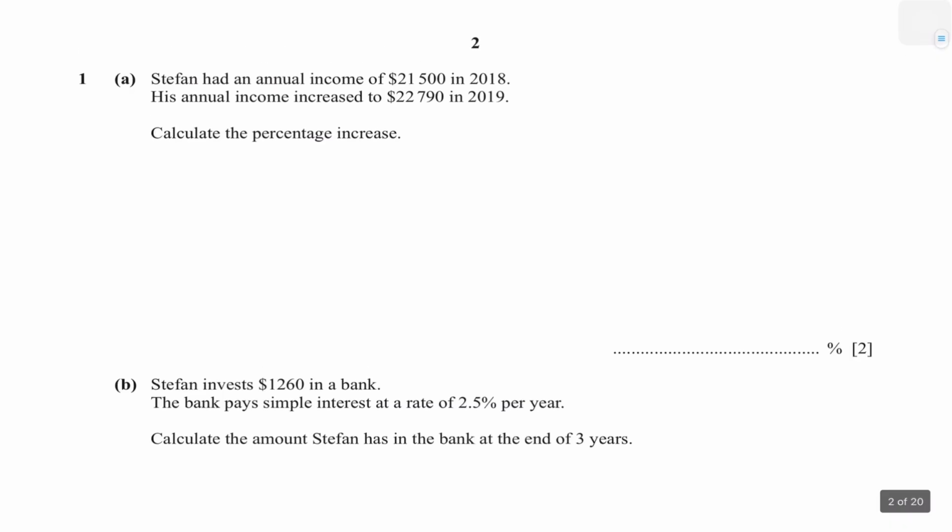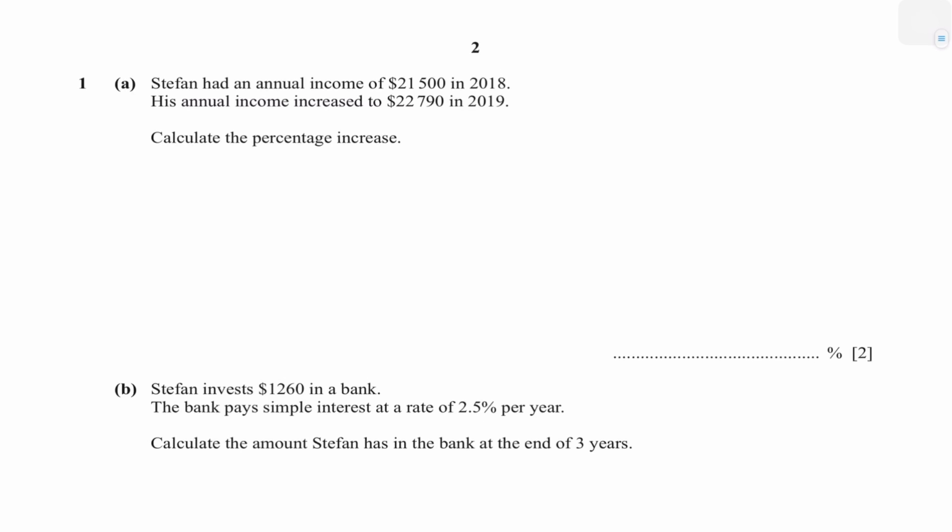Alright, so in this video we're going to solve paper 2 of May-June 2020, and we have here question number 1. So let's get straight to it. Question number 1 says that Stephen had an annual income of $21,500 in 2018. His annual income increased to $22,790 in 2019. And we have to find the percentage increase.